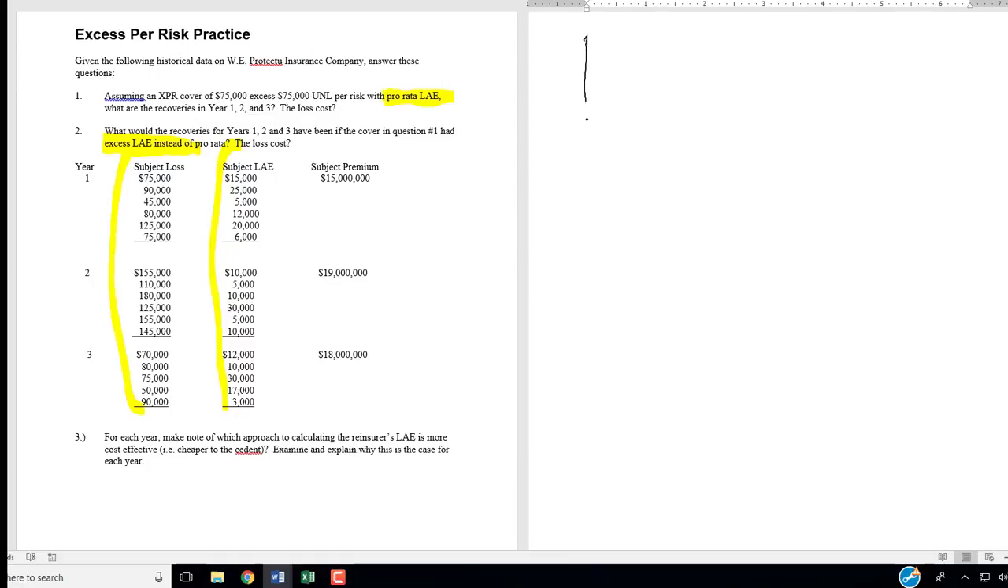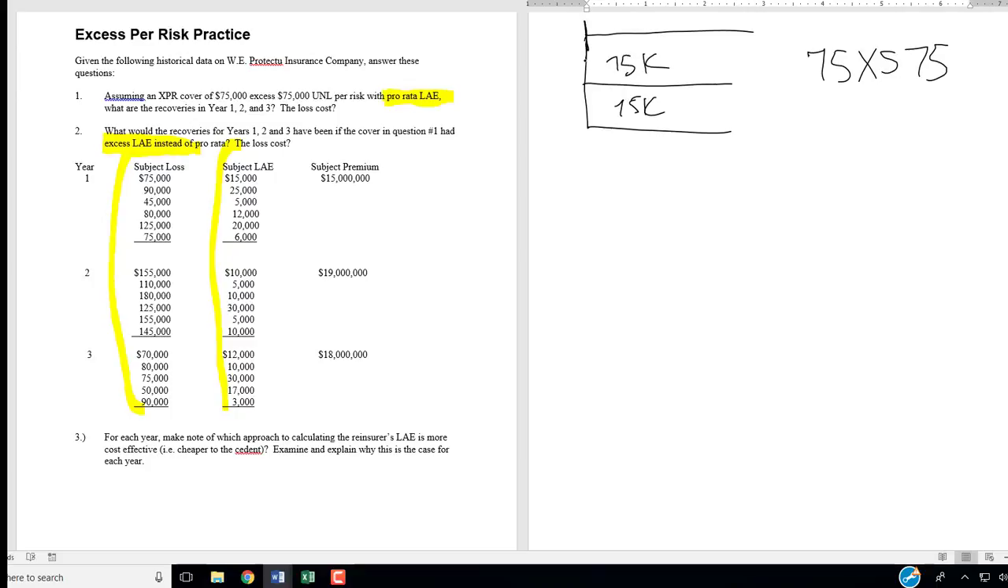But I want to make myself a chart that shows how this treaty works. It is a 75 excess of 75, which is how it's usually abbreviated in the industry. So I have a $75,000 retention and a $75,000 cover. The top of that cover is going to be at $150,000, which tells me that for a loss that is $152,000, I'm probably getting a little bit out of the screen here. Let me write it again.